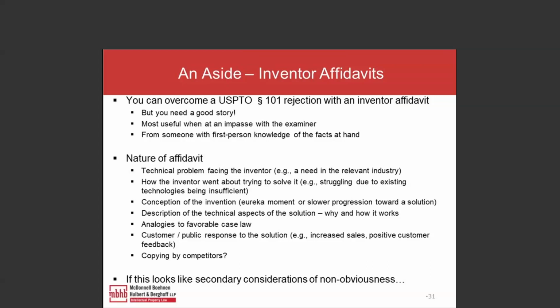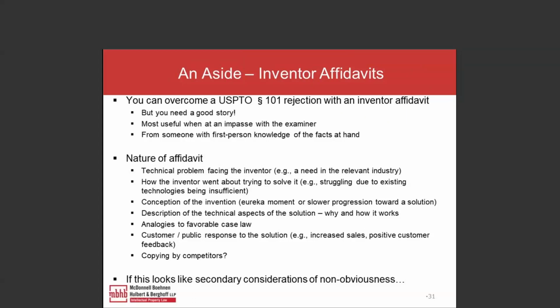And then describe the technical aspects of the solution, how and why it works. If you can, make analogies from these technical aspects of the solution to the case law. Now, you can't really do that in the affidavit because the affidavit should remain factual, but you make that in your attorney's arguments in an office action response or an appeal brief.